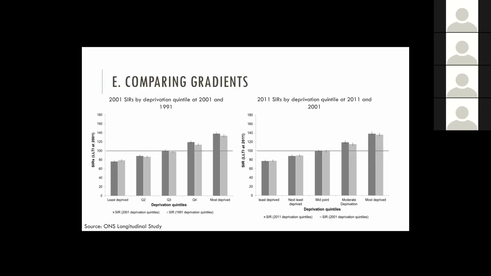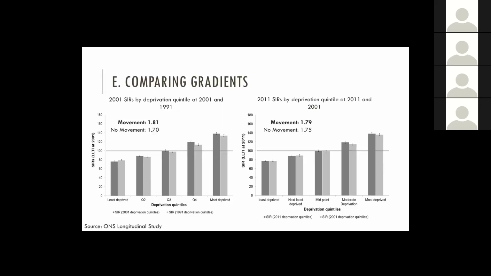And you get a similar, although slightly shallower picture when you look at the 2001 to 2011 graph. Now, to quantify that, we can work out the rate ratio between the most deprived and least deprived areas. And in both years, although to a slightly different magnitude, you see that when movement is allowed, so when people are allowed to transition between the deprivation quintiles, you have a steeper gradient.